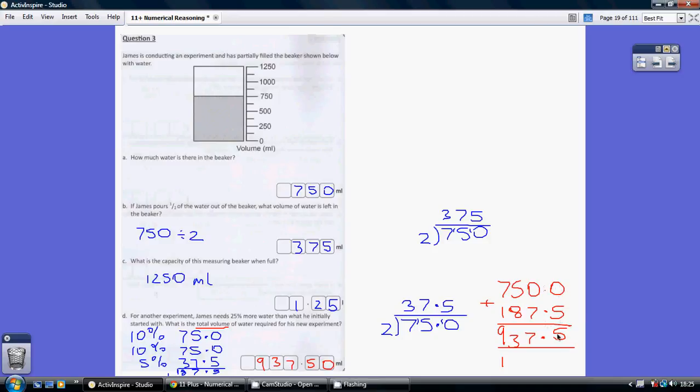0 add 5 is 5, 0 add 7 is 7, 5 and 8 is 13, so 3 carry the 1, 7, 8, and the 1 carried, 9. So 937.5, 937.50 millilitres.